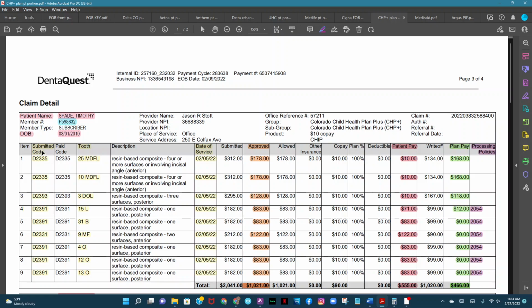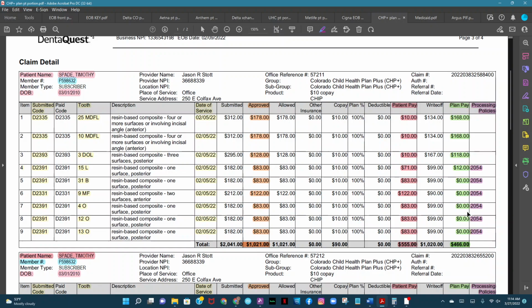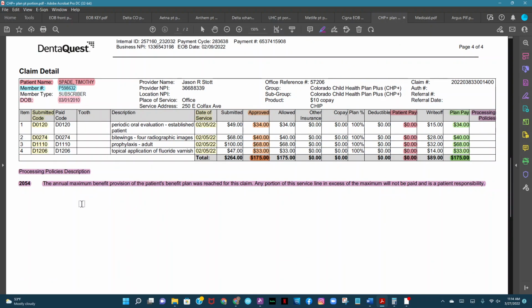The submitted codes over here to the left, which are the services rendered. It looks like we just had some fillings done. There's their tooth number. Let's go over here. Plan pay is what insurance has paid us. We go down to the very bottom for the total of $466. It looks like we do have a patient portion. Patient pays $555. We look over here to the far right, the processing policies. These are our remark codes. It looks like we have 2054 on quite a few of them. So these remark codes are always at the bottom of the EOBs. So let's scroll down here. The annual maximum benefit provision of the patient's benefit plan was reached for this claim.